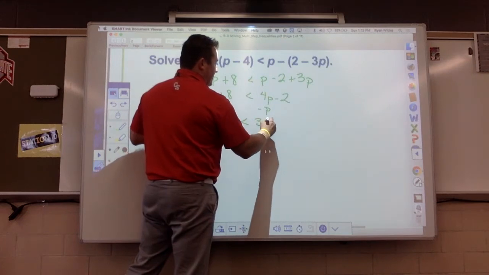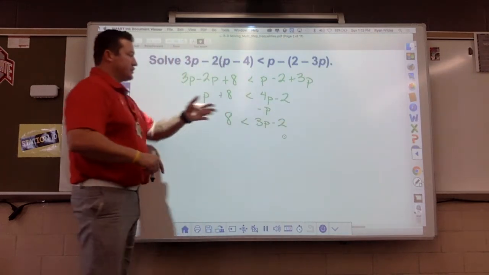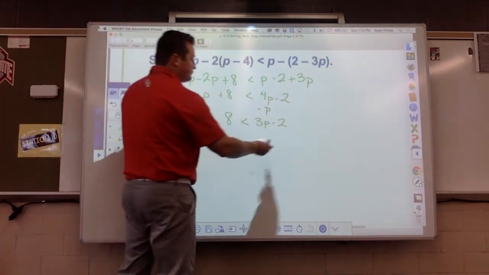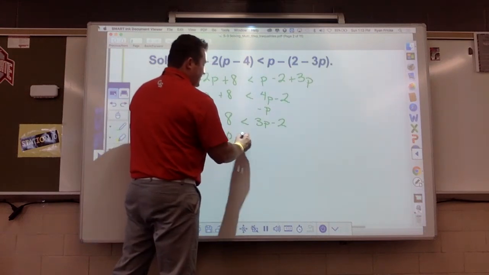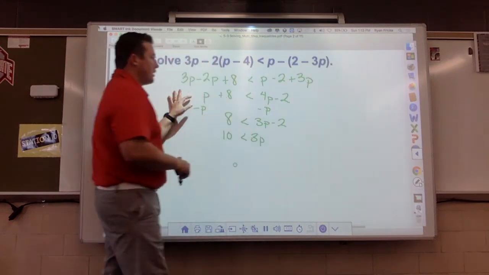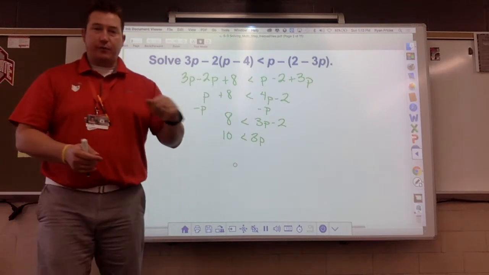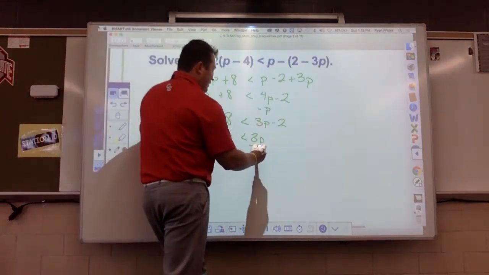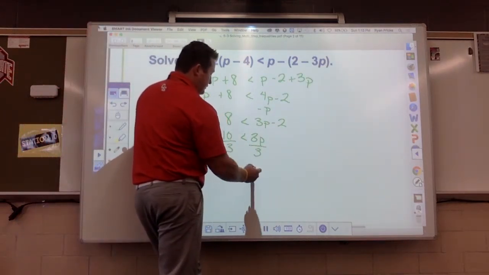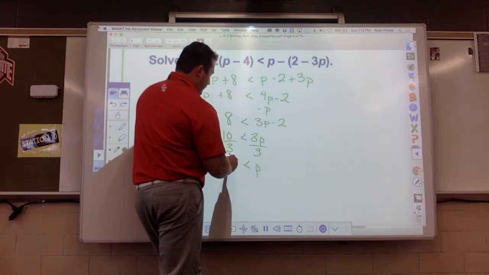This turns into 3p minus 2. Now the 2's got to move over here. We're going to add 2. So this turns into 10. Okay? Good to go. Just solve for p. So divide by 3. Now, if you're going to do this, folks, p greater than 10/3 or 3 1/3.